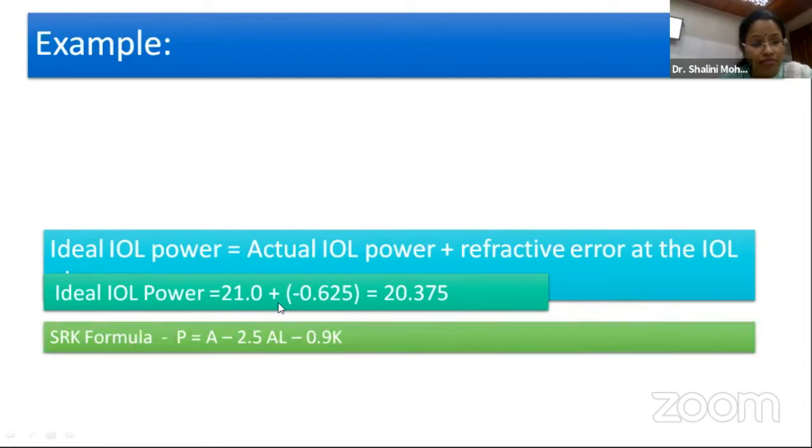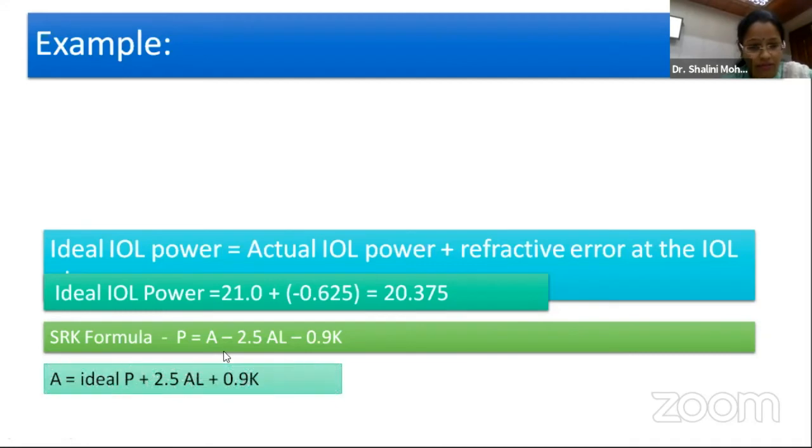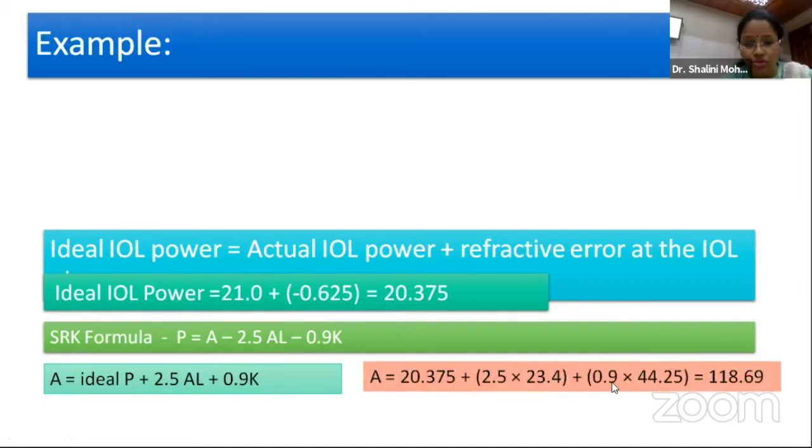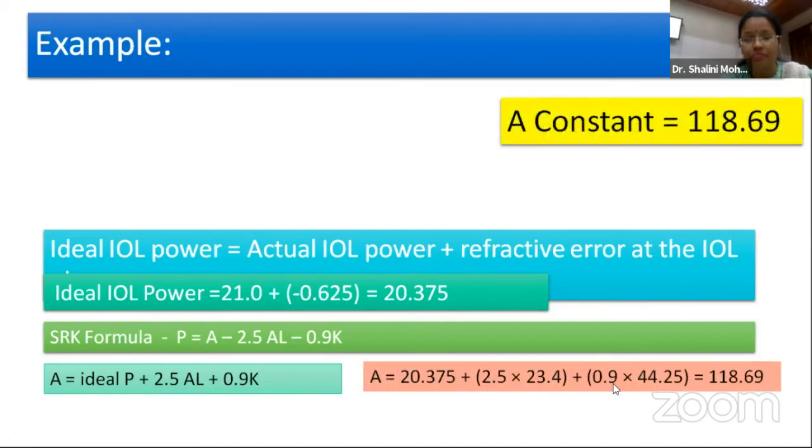So if we remember the SRK2 formula, this was: IOL power = A minus 2.5 AL minus 0.9 K. So this is the standard formula. From this formula, if we put in the value of ideal IOL power, we can get an ideal A constant which is customized for the surgeon itself. So A is the A constant, ideal power plus 2.5 AL plus 0.9 K, and that comes to 118.69. So now the A constant for that particular surgeon is 118.69.